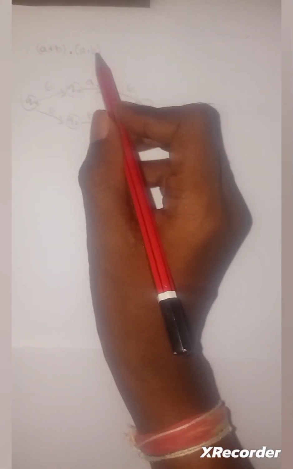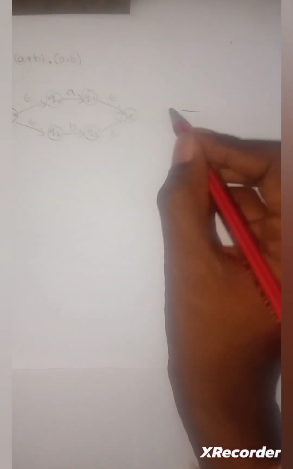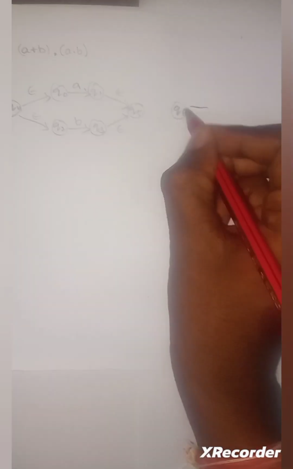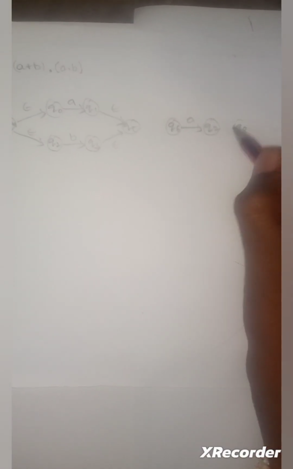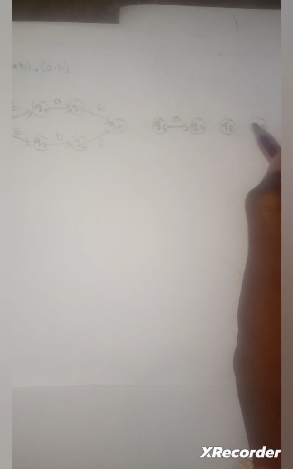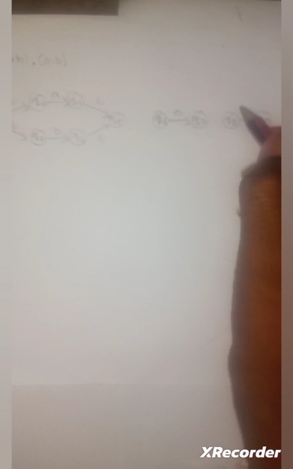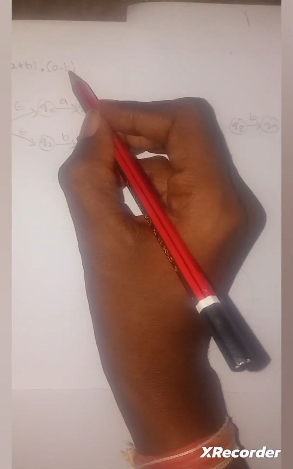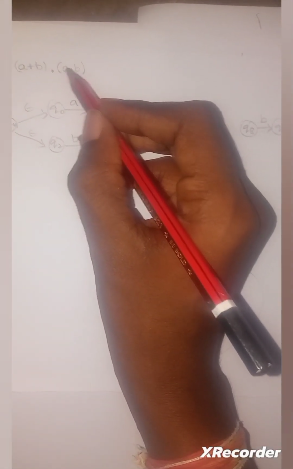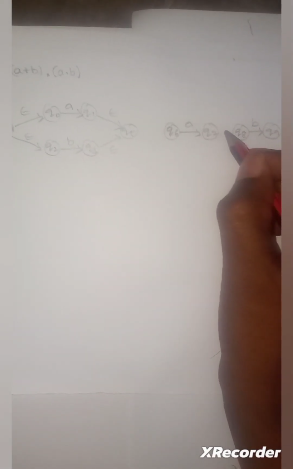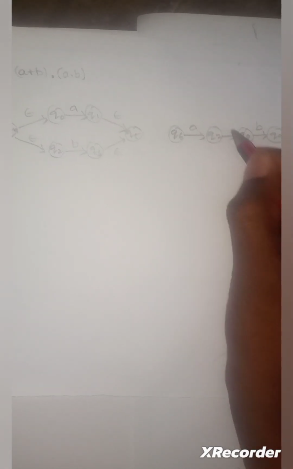And here we have A dot B. So for A input symbol, we have to take two more states. Let the states be Q6 and Q7, and these two states will be connected by input symbol A, right? And here we have dot B. So for B also we have to take two more states, Q8 and Q9, right? And these two states will be connected by B input symbol, right? And in between A and B we have dot symbol. So whenever we have dot symbol in between two input symbols, we have to take in series format, and we have to join these two states by epsilon, right?